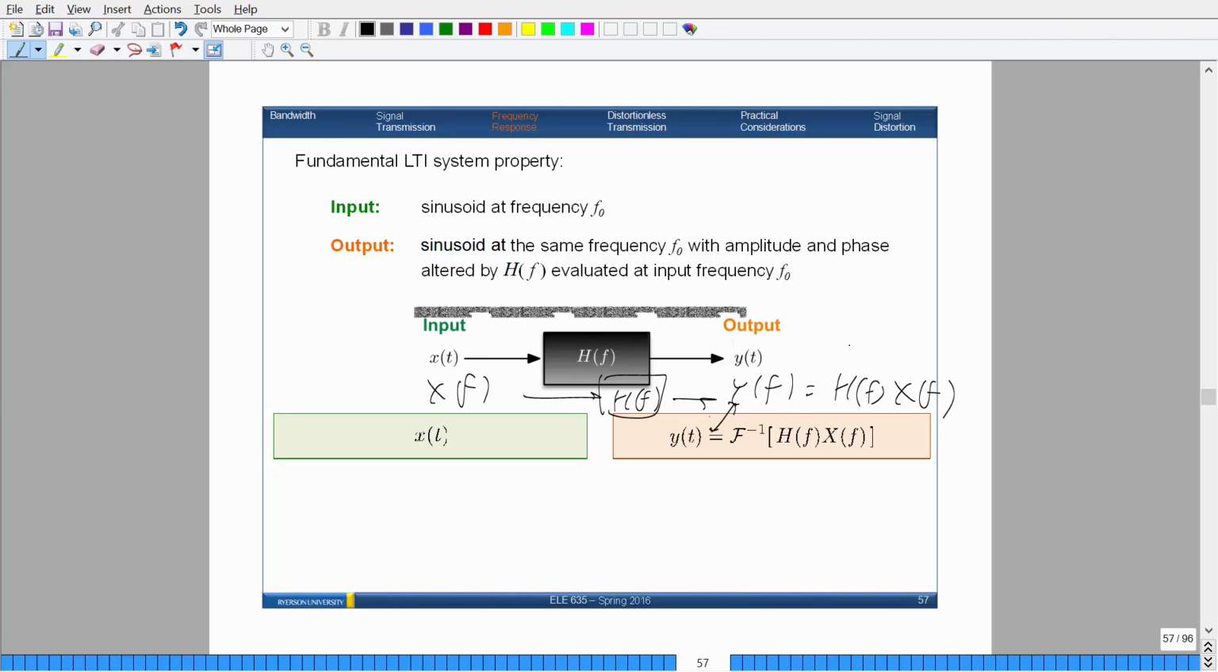Remember, when you're convolving in time, you perform multiplication in frequency. So that's actually what's happening when you're putting a signal into a system. You're actually performing convolution of the input with the impulse response to get y.